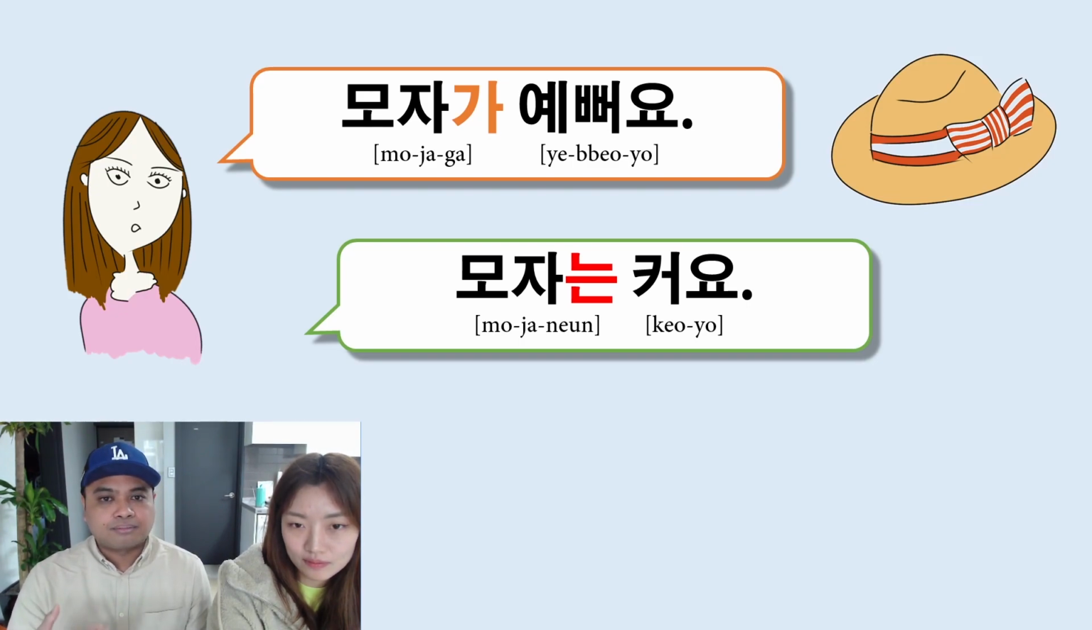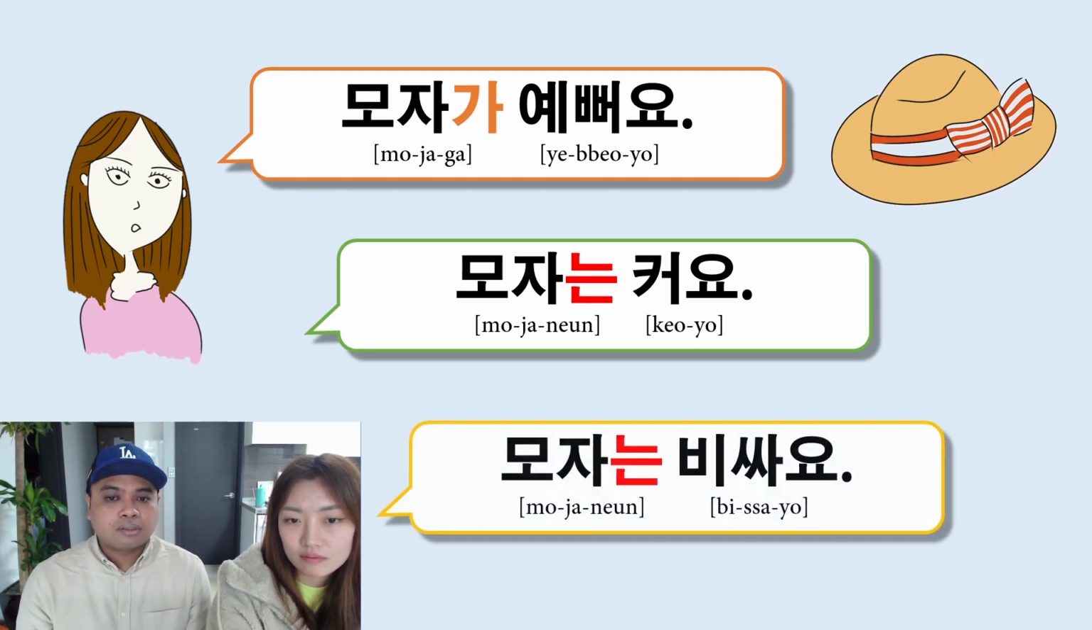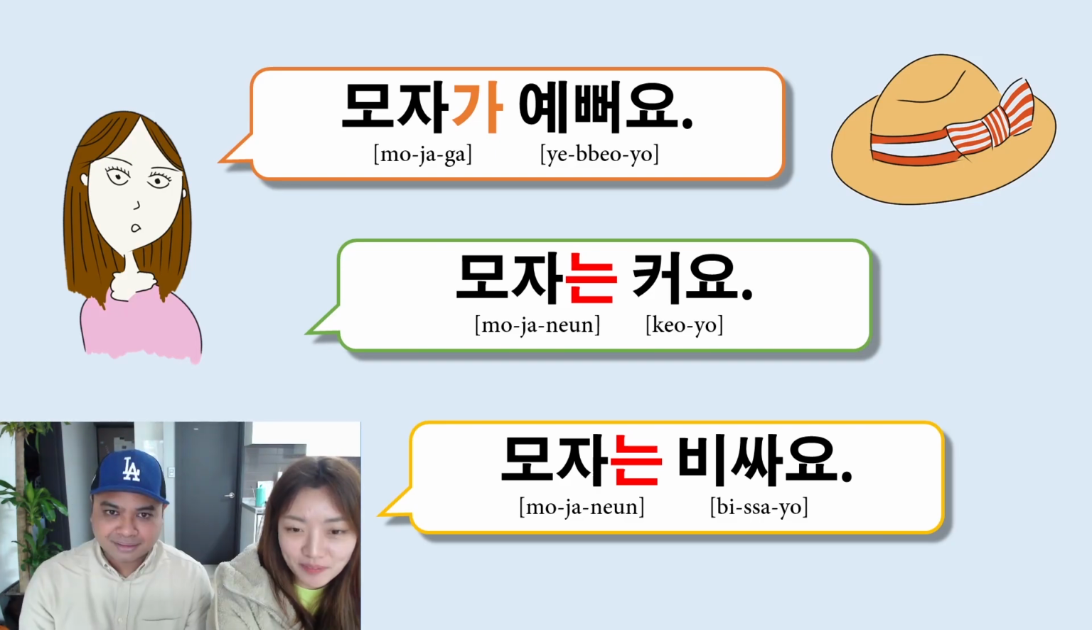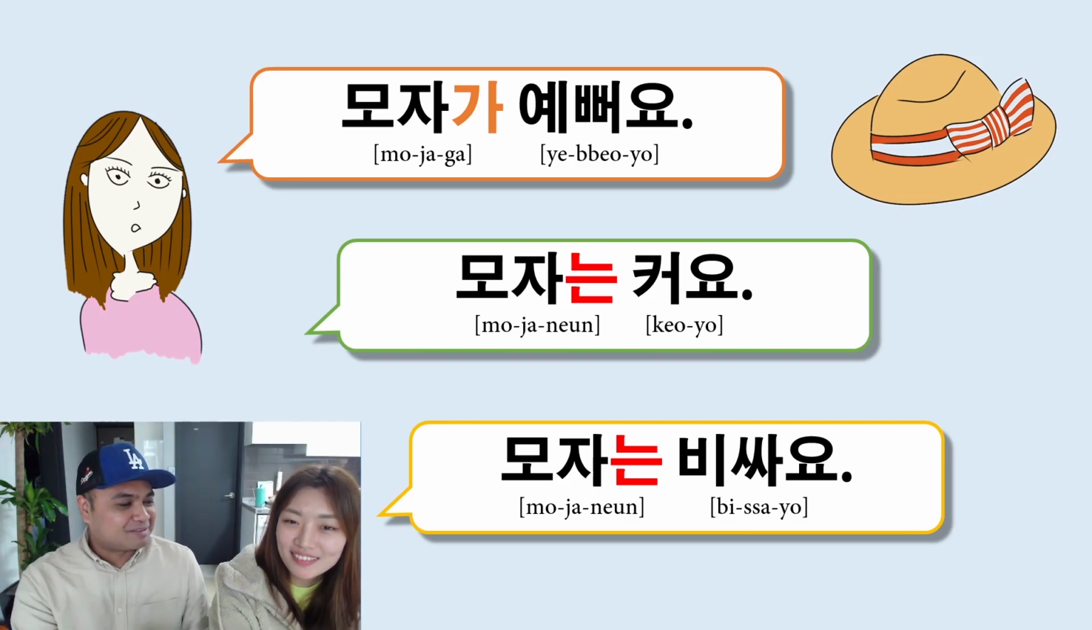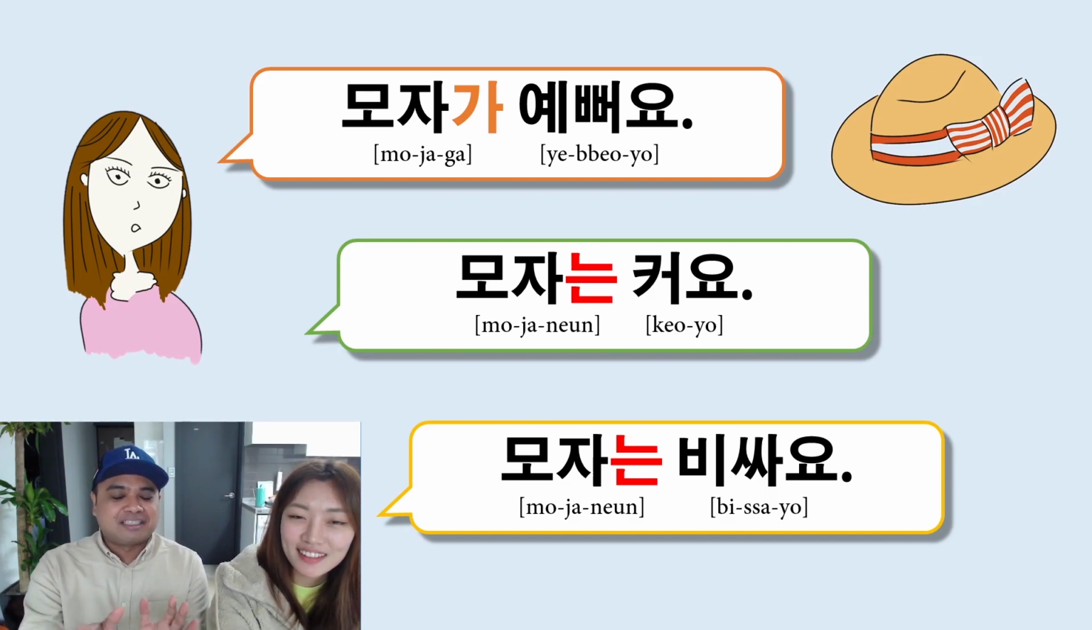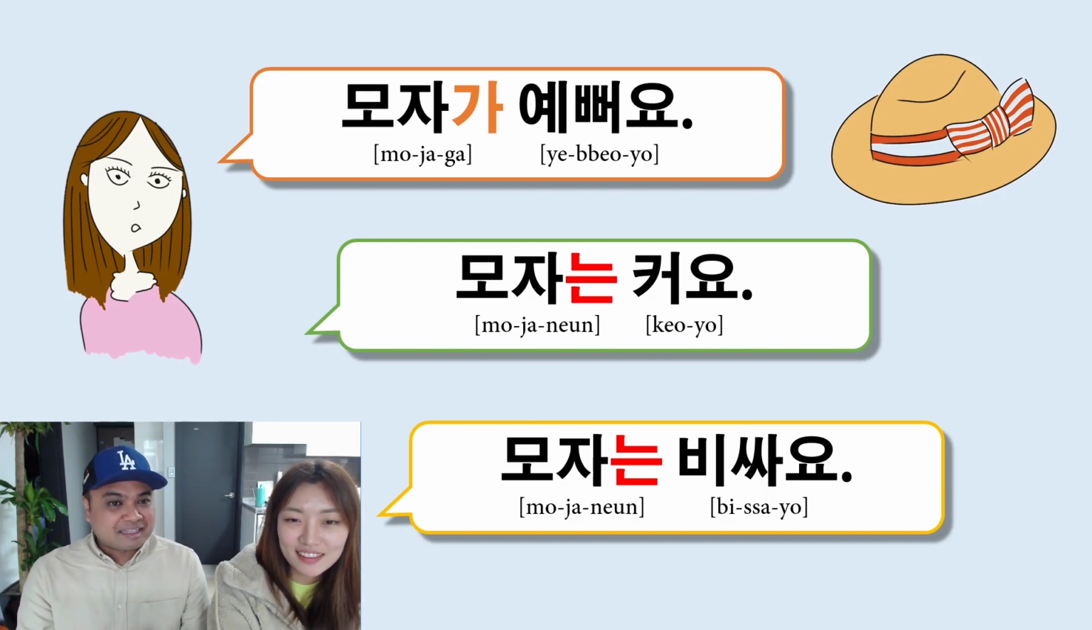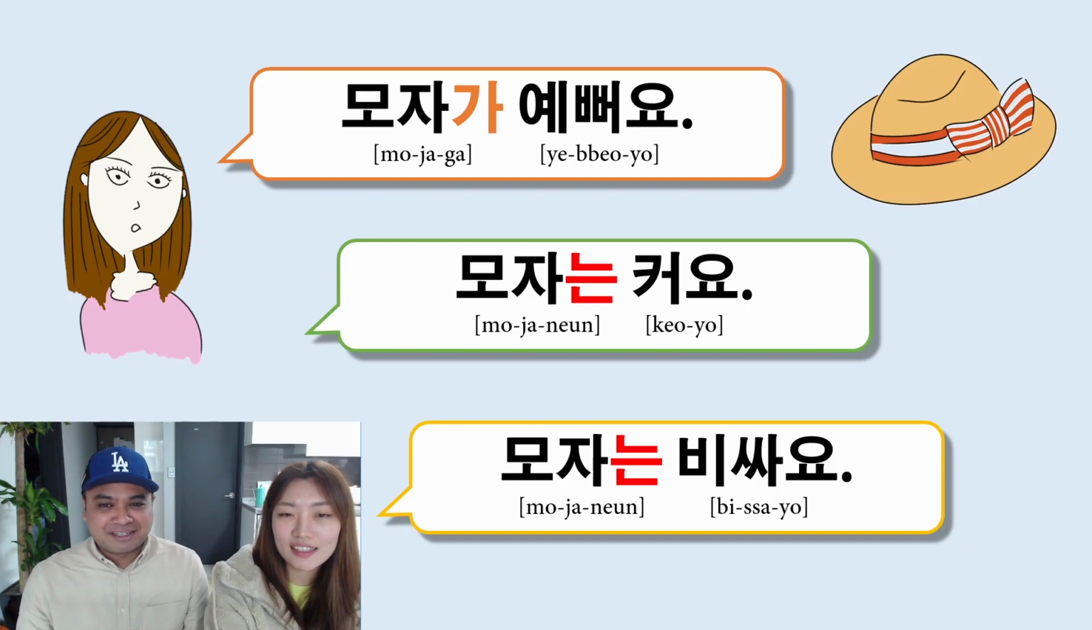Same thing like, oh, I bought a hat. The hat, right? So 모자는 커요. The hat is big. 모자는 비싸요. The hat is expensive. So when you introduce a topic, start with 가, then 는. Okay, so that's another way you can use 는 and change the subtleties of the sentence a little bit. The next two are going to be a little more complex, so get ready.